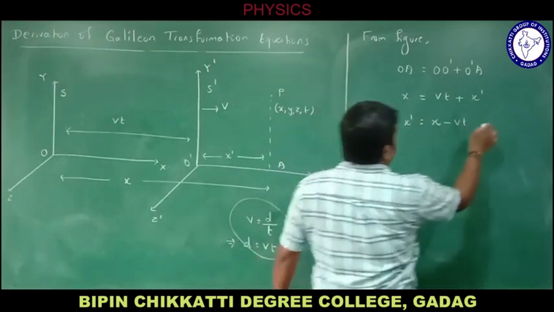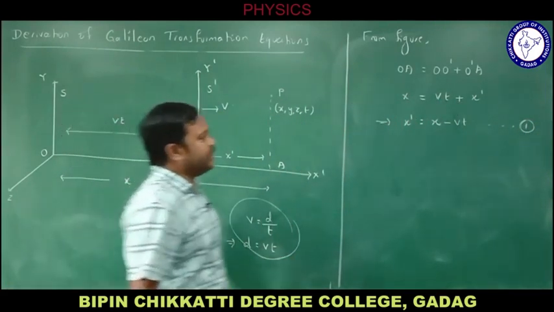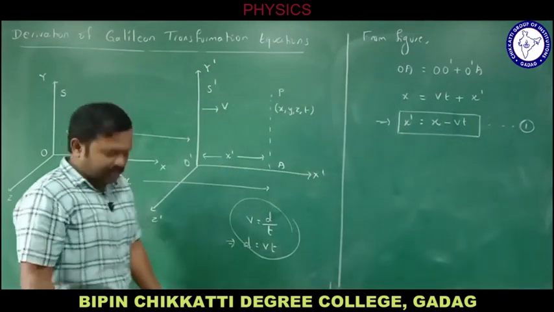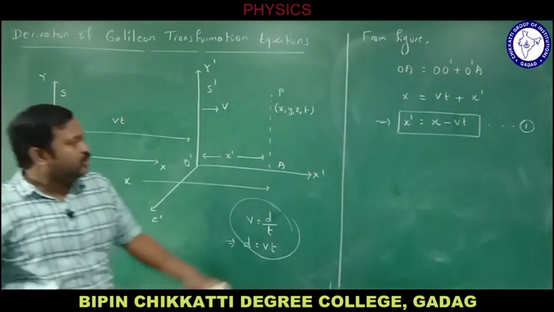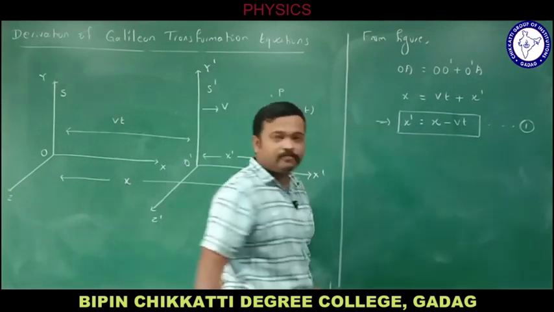So this is the first one. Let me call this the first equation: x dash equal to x minus Vt, right? So this is the first Galilean transformation equation along the x axis. That is, x dash equal to x minus Vt.